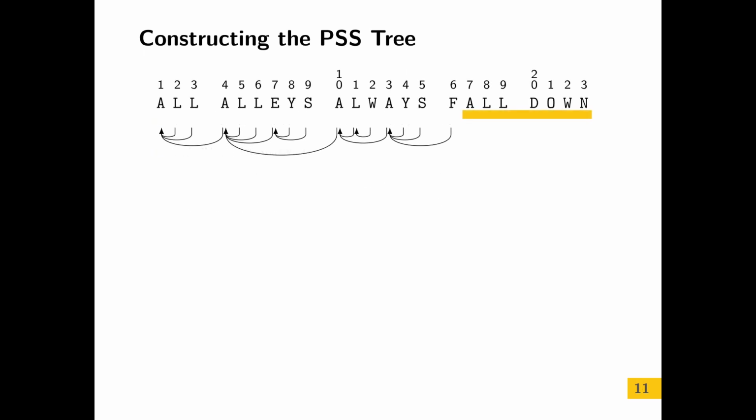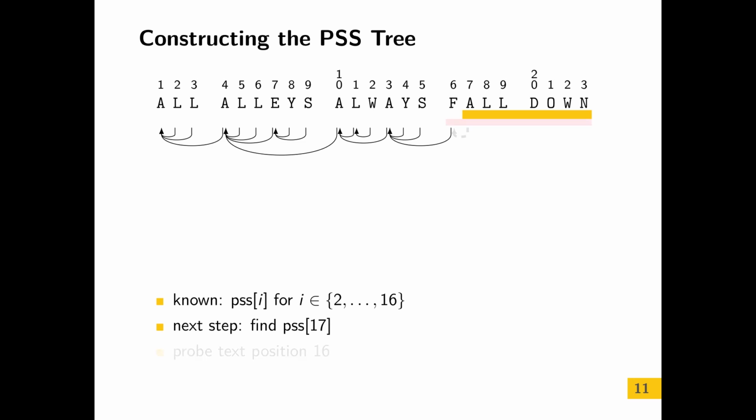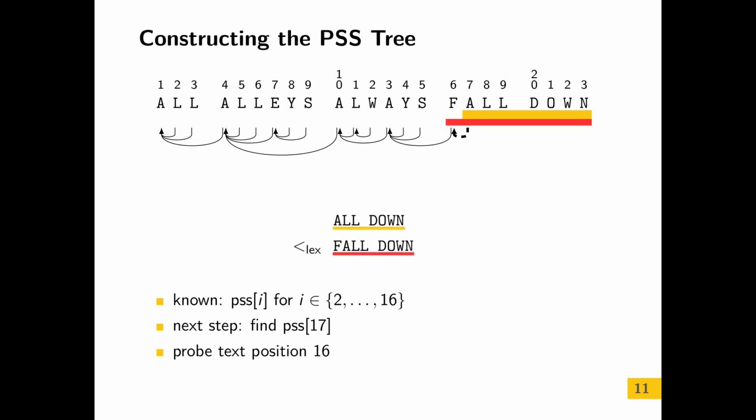Let us look at one step of the algorithm in more detail. In this example, we have already computed the PSS values of the first 16 indices, and the next index that we have to process is index 17. Our task is to find the previous smaller suffix of suffix 17. The first position that we might consider is position 16. Clearly, the suffix fall down is lexicographically larger than the suffix all down. Therefore, 16 is not the PSS of 17, and we have to keep looking for the PSS somewhere further to the left.